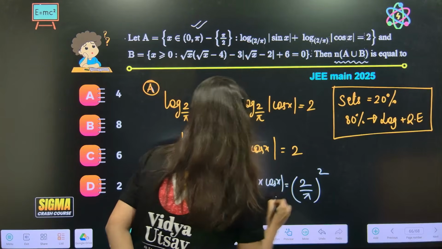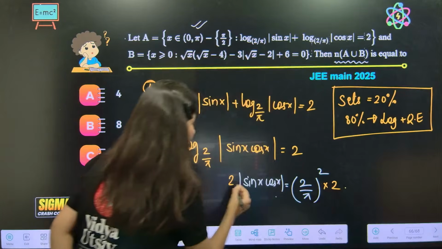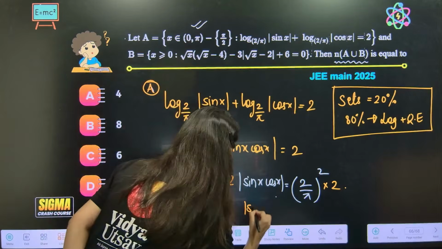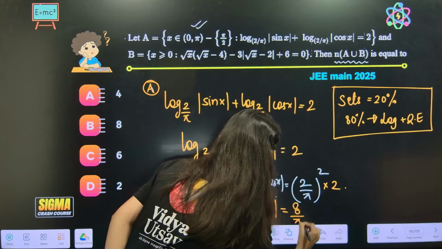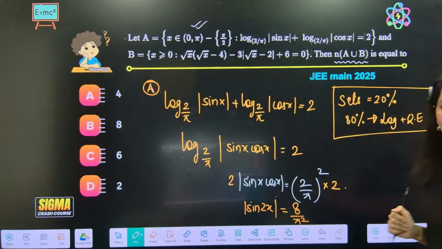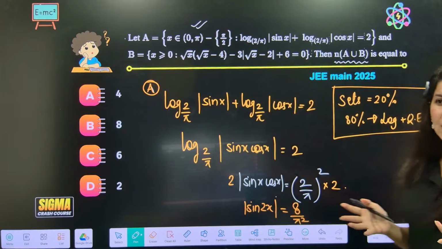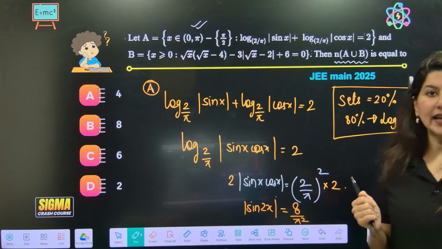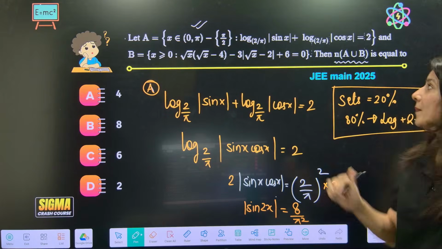Clear? Now the moment you multiply by 2, you will get mod sin 2x, and that is equal to 8 upon pi square. Can somebody tell me the value of 8 upon pi square? Pi square value is around... sorry, pi is what? Tell me.